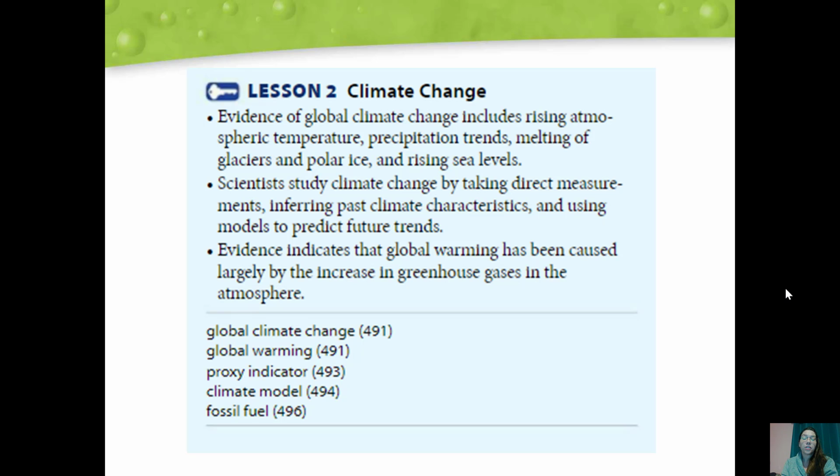Review of Lesson 2, Chapter 16.2, Climate Change. In this lesson, we saw evidence of global climate change, which included rising atmospheric temperatures, precipitation trends, melting of glaciers and polar ice, and rising sea levels. We also learned that scientists study climate change by taking direct measurements, inferring past climate characteristics, and using models to predict future trends. And lastly, in this section, we learned that evidence indicates that global warming has been caused largely by the increase in greenhouse gases in the atmosphere.